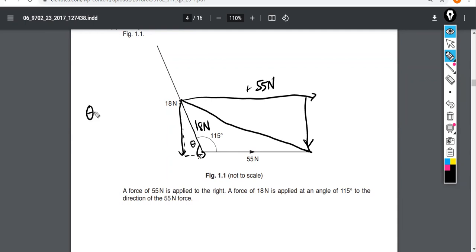I'm hearing that it's 65 degrees. And if I read your mind correctly, it's because you understand that this is a supplementary angle, right? And that these two angles will add up to 180 degrees. Those are supplementary angles. So hopefully that's correct. Yes.